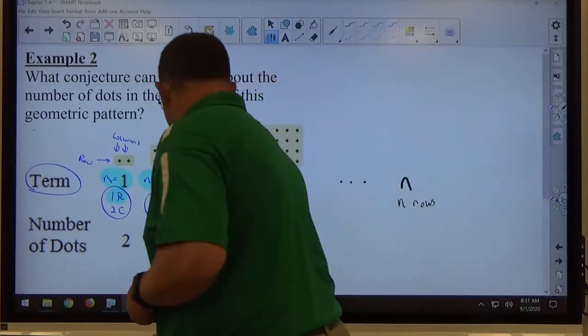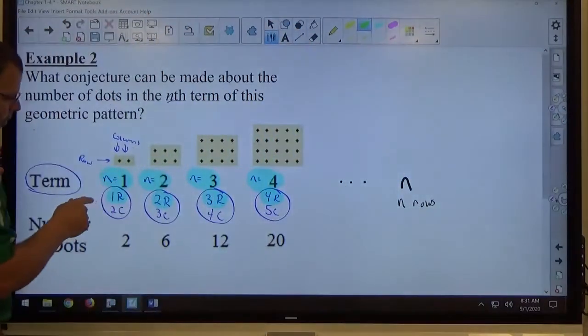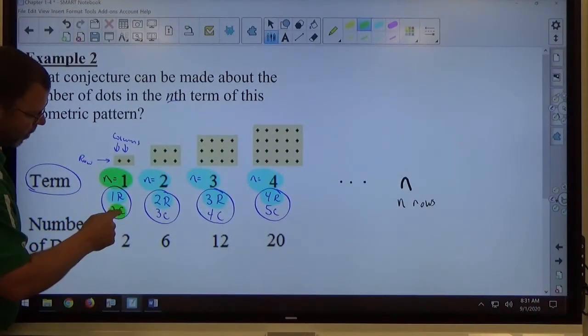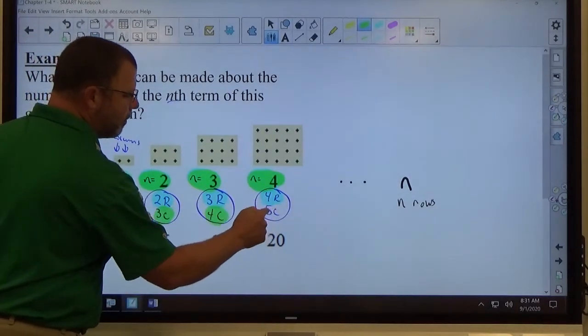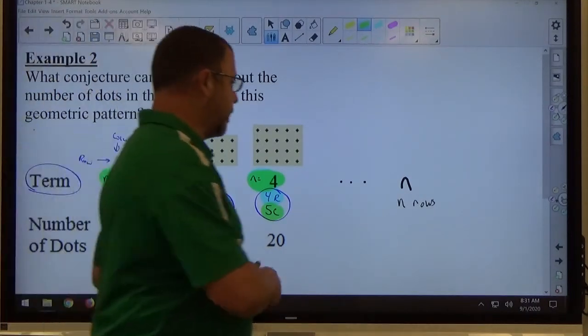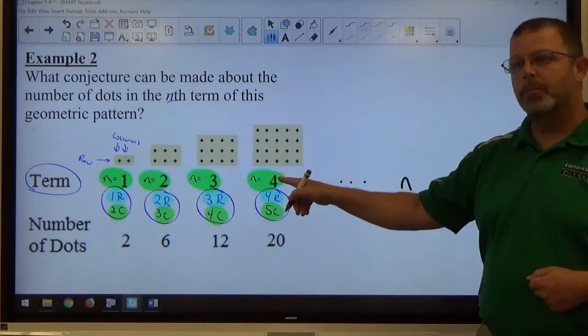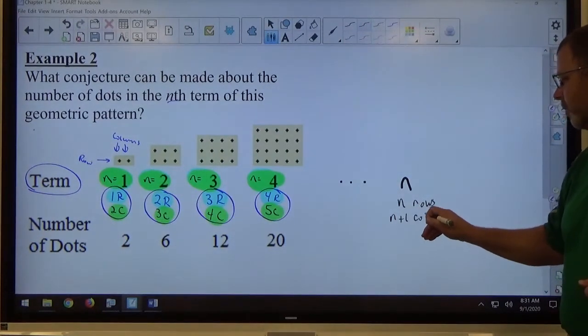Okay. And then if I'm focusing on the number of columns, again, relating the term we're on to the number of columns. In term 1, we have 2 columns. In term 2, we have 3 columns. In term 3, we have 4 columns. In term 4, we have 5 columns. How do the term number and the number of columns relate to one another? The columns is 1 more than the term we're on, right? So again, we're over here at term n, and we have a +1 to the term number we're on, for the number of columns. So I would expect there to be n plus 1 columns.